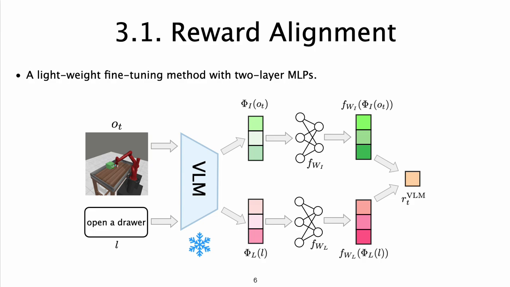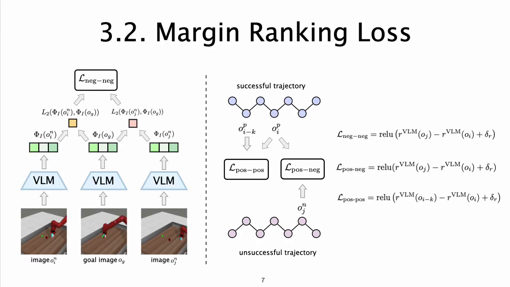For the reward alignment part, we propose a lightweight fine-tuning method. In particular, we use two-layer MLPs to align the pre-trained VLM image embedding and the VLM text embedding. We then compute the VLM reward based on the projected VLM embeddings. To train the two MLPs, we use the margin ranking loss.